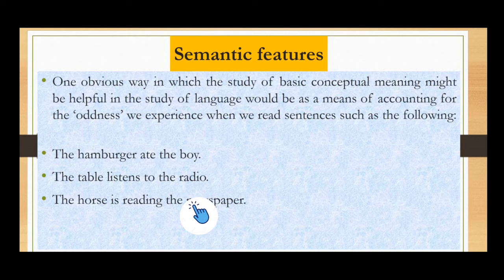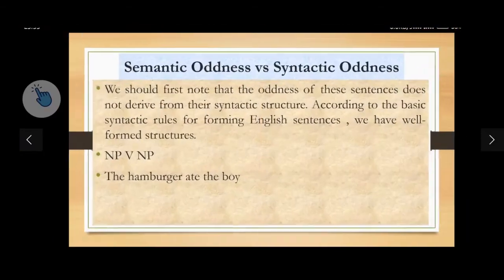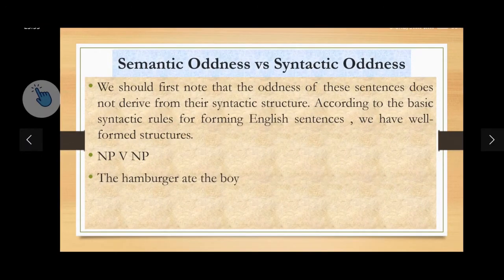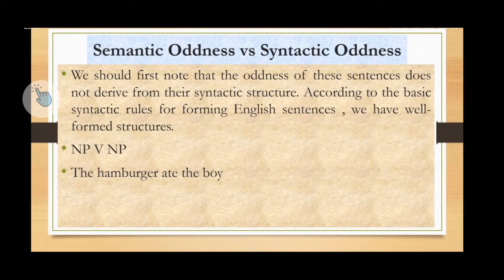Now we can say that these all three sentences are grammatically correct, syntactically correct, but semantically they are odd or they are incorrect. And how do we know that they are semantically odd or semantically incorrect? Because we know the conceptual meaning of the words used in these sentences. Semantic oddness versus syntactic oddness.